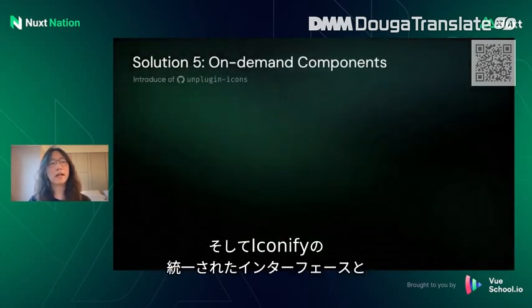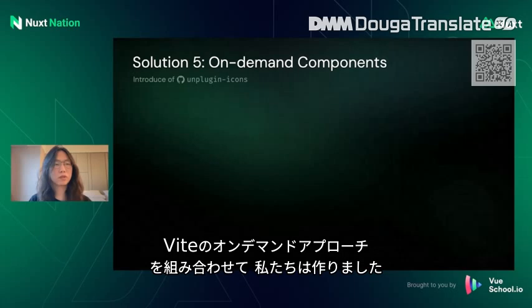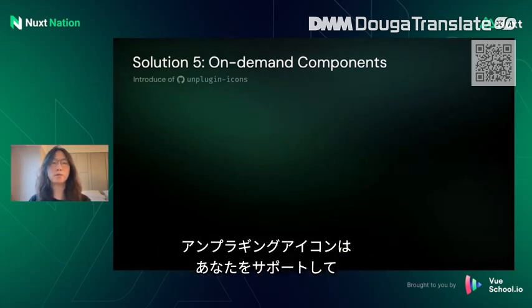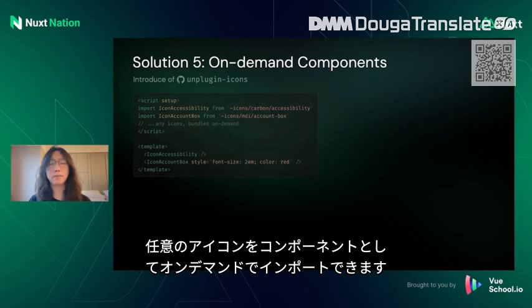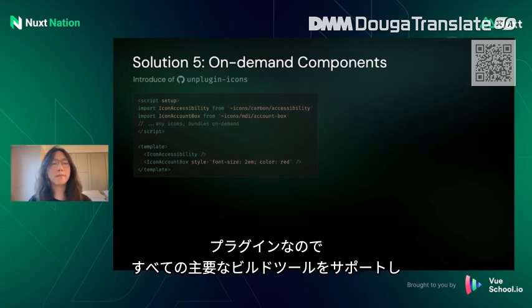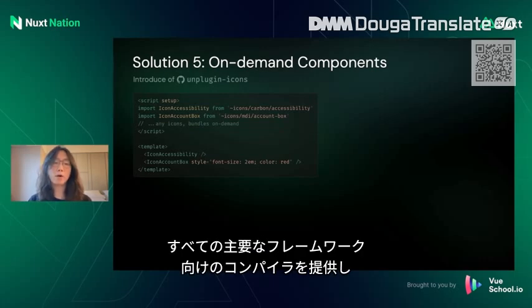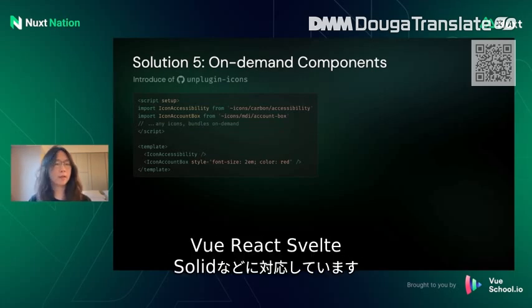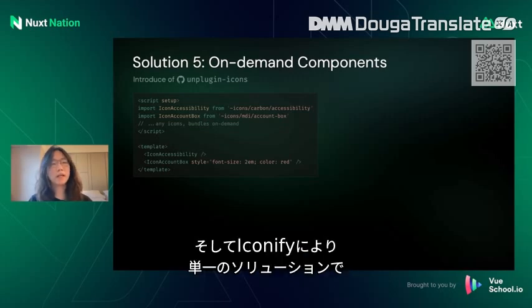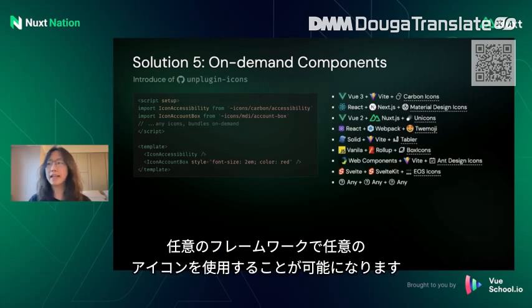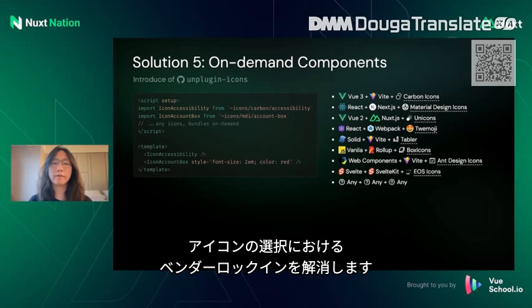And with the unified interface from Iconify, combined with Vite's on-demand approach, we made unplugin-icons, which supports importing any icons on demand as components. Because it's an unplugin, it supports all popular build tools including Vite, Webpack, Rspack, etc. We provide compilers for all popular frameworks like Vue, React, Svelte, Solid, etc. With Iconify, we make it possible to have one single solution for any framework to use any icons, eliminating the vendor locking on your choice of icons.